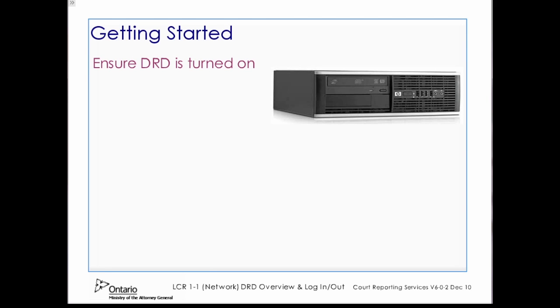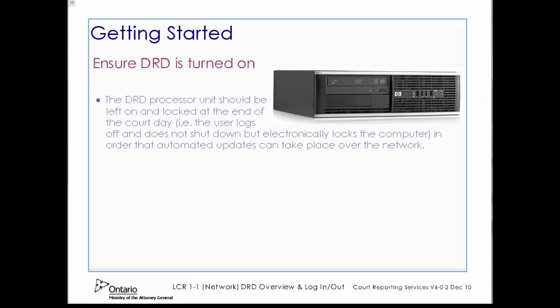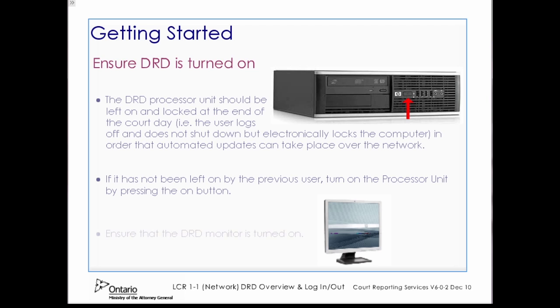Ensure that the DRD is turned on. The DRD processor unit should be left on and locked at the end of the court day. That is, the user logs off and does not shut down, but electronically locks the computer in order that automated updates can take place over the network. If it has not been left on by the previous user, turn on the processor unit by pressing the On button. Ensure that the DRD monitor is turned on.